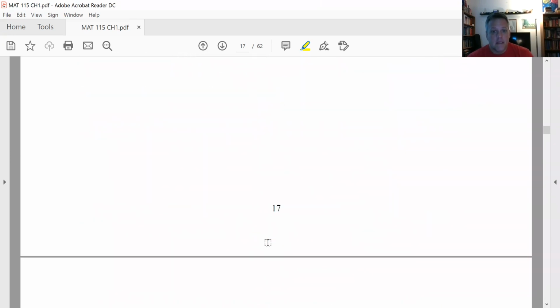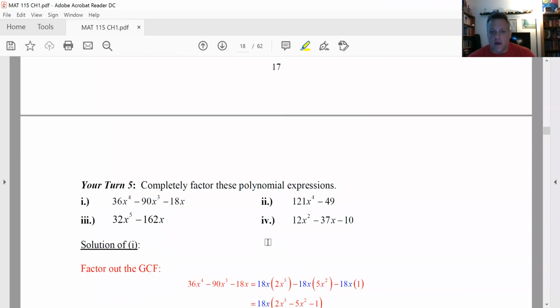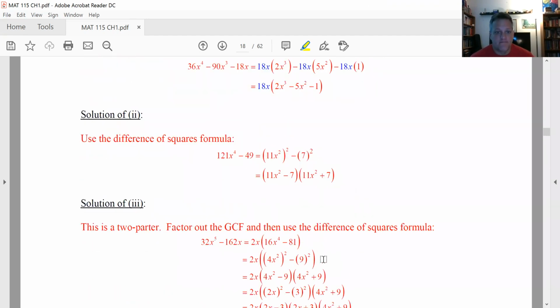Okay, and then also try these your turns. I won't take the time in the video to do it, but again, they are all worked out in your manual.